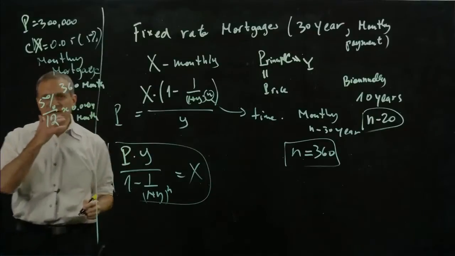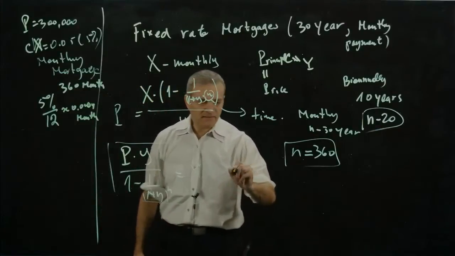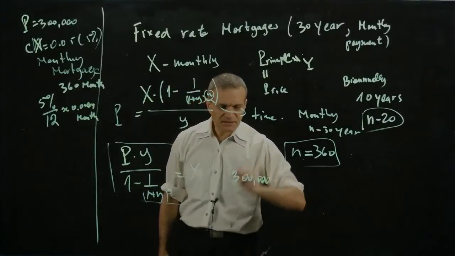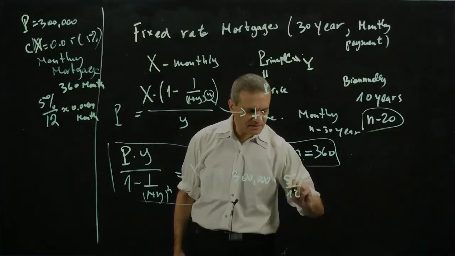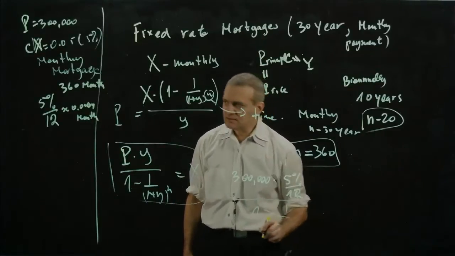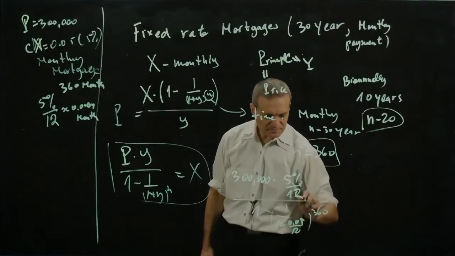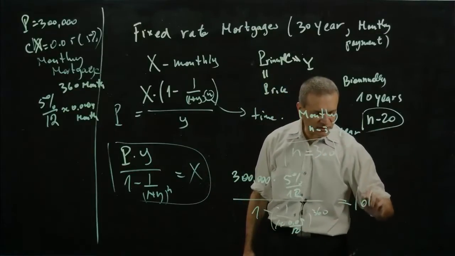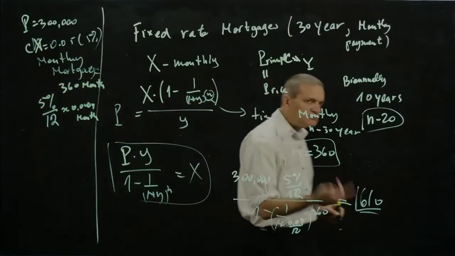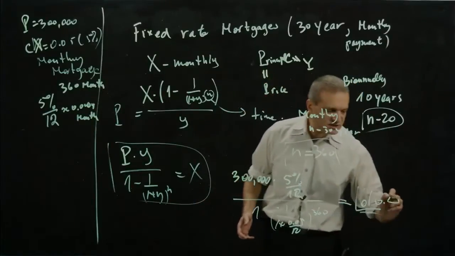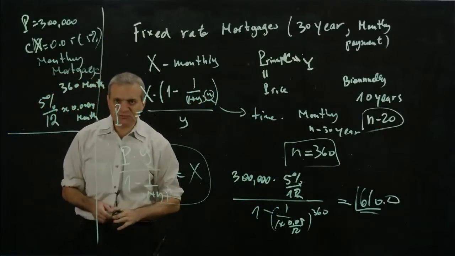Now, if you want to use this formula to find how much you're going to pay, you say, okay, P is my 300,000 times my 5% divided by 12, divided by 1 minus (1 plus 0.05 divided by 12) to the power of minus 360. And this is going to be equal to around $1,610. So if you have a 300,000 mortgage with a 5% coupon, you're going to pay $1,610 and change per month.